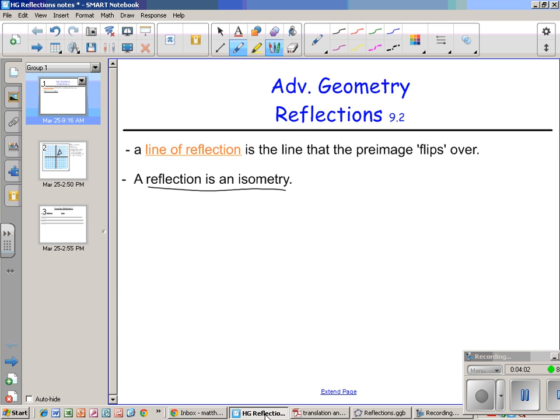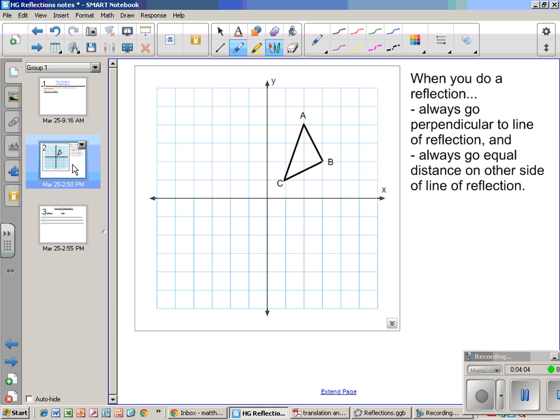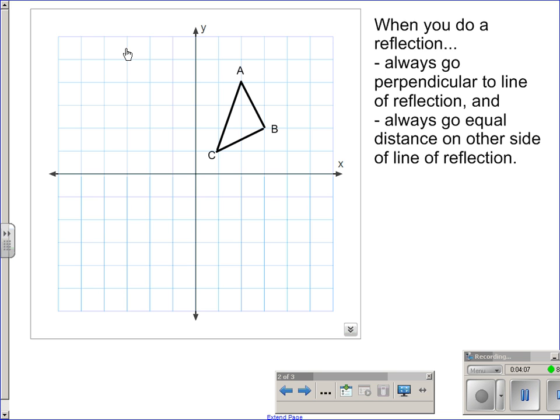So when you do a reflection, there are 2 things to be conscious of. Like I mentioned in that other picture, the geometry picture, you're always going to go perpendicular to the line of reflection, and you're always going to go an equal distance on the other side of that line of reflection. So if we wanted to reflect over the y-axis, you're just going to go 2 units from A to that line of reflection, go 2 units on the other side, A prime.